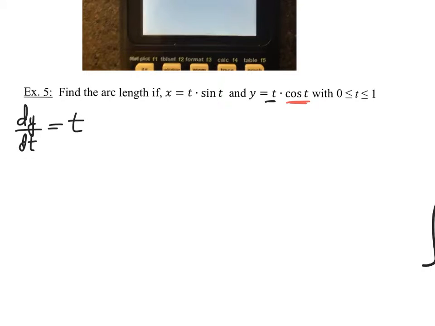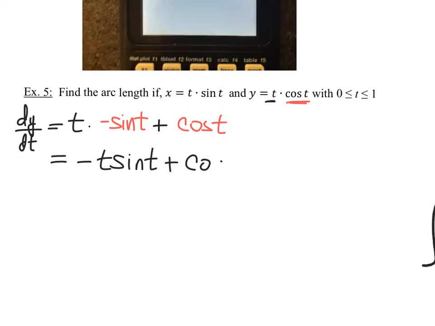First times the derivative of the second, so negative sine t, plus the second, which is cosine t, times the derivative of the first, which is just a 1, so I don't have to write anything more than that. I can clean it up a little bit, making it negative t sine t plus cosine t.